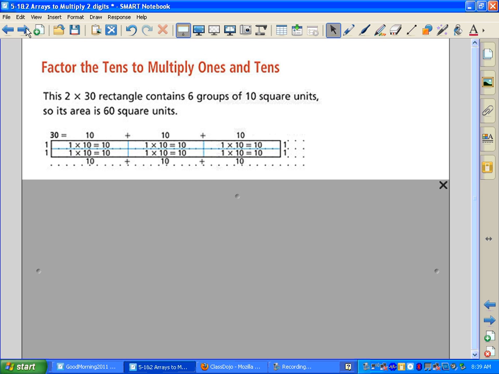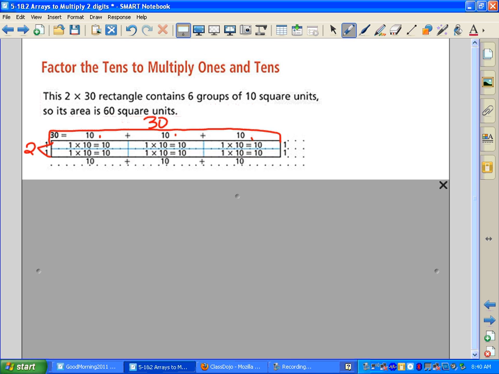So what they have done is a 2 by 30 rectangle. Down the side, I have how many? 2. So this would equal 2. And then I've got 10 plus 10 plus 10. So this is 30, but they've broken it up into 10.